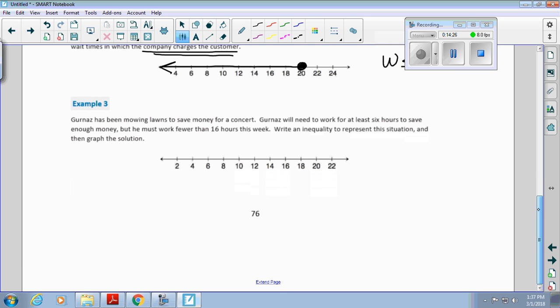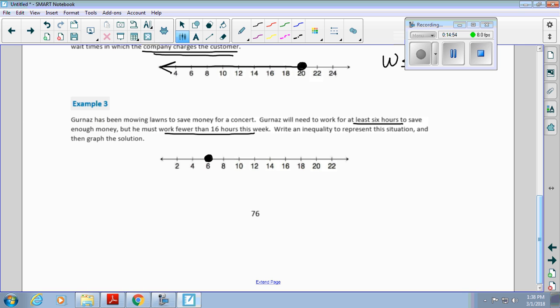Okay, down here in example 3, it says Gurnaz has been mowing lawns to save money for a concert. Gurnaz will need to work for at least 6 hours to save enough money, but he must work fewer than 16. When you see fewer than or more than, think of less than, greater than. Write an inequality to represent the situation and then graph the solution. So at least 6 hours. That means it includes 6 hours. He has to do 6 or more.